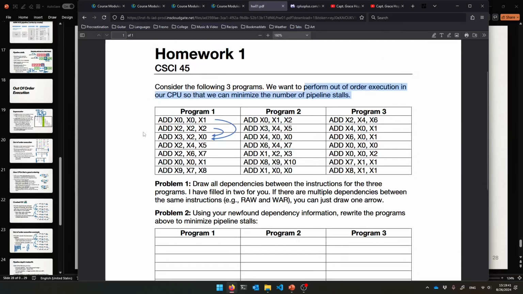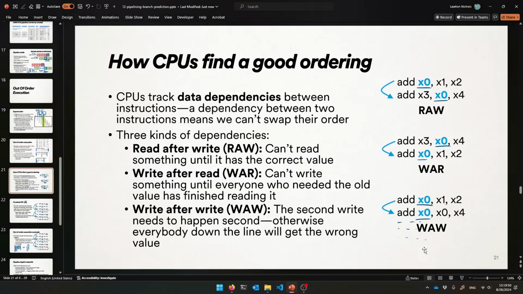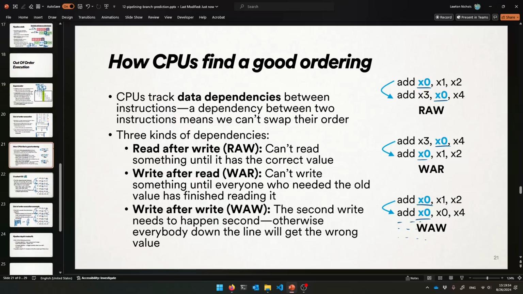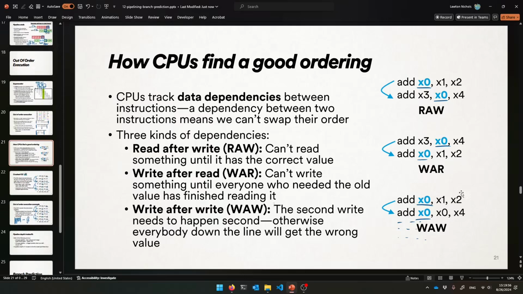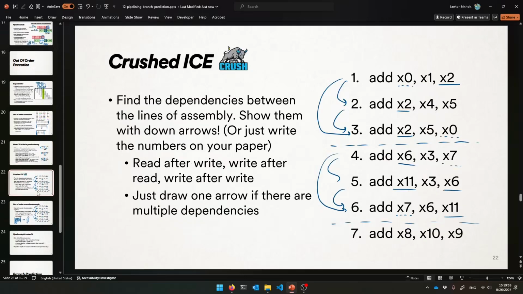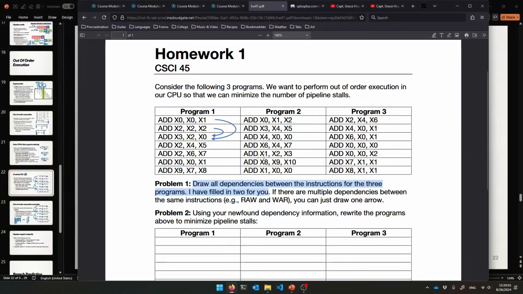So I have 2 steps for you for this homework. For each of these 3 programs, I'd like you to draw every dependency, all right? Read after write, write after read, write after write. I don't know if I said them all. There we go. That should be all of them. Draw those arrows just like you did here. All right. So do that for each program, please.